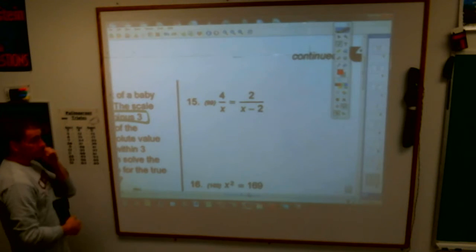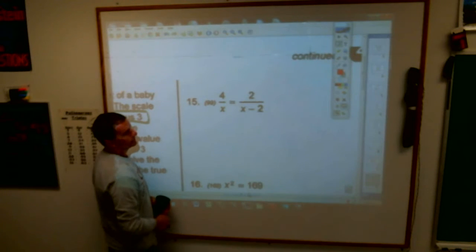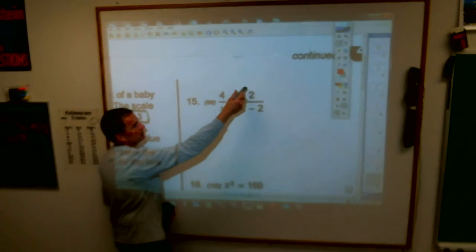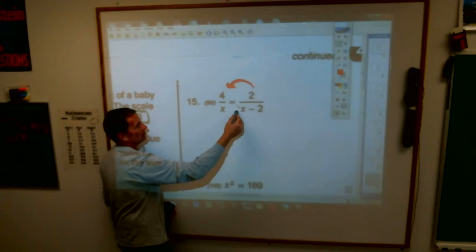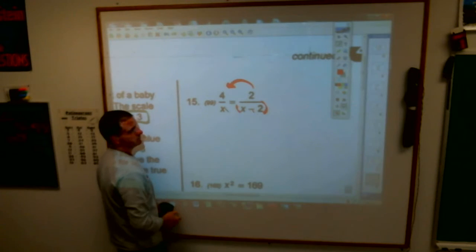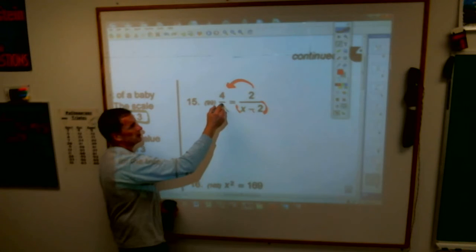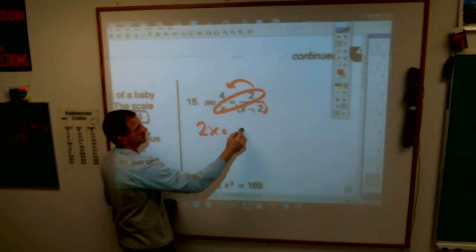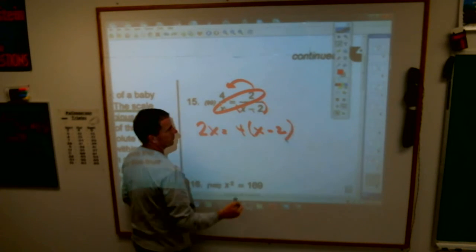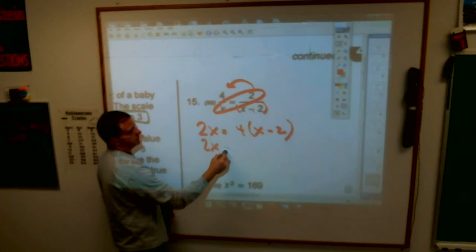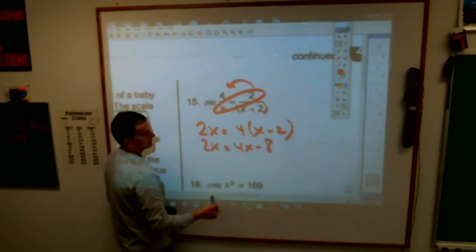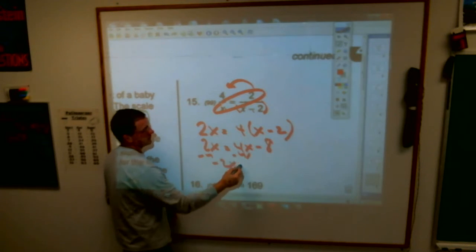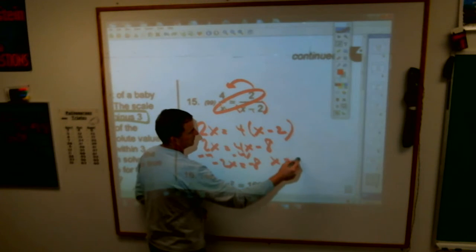This one here. There's more than one way to do this, I suppose, as well, right? I suppose you could say this times 2 gives you that, so you multiply this times 2 and you get that. But I would just use cross products. 2 times x equals 4 times x minus 2. So 2x equals 4x minus 8. It doesn't matter how you solve it. Subtract 4x, subtract 4x. Negative 2x equals negative 8, so x equals 4.